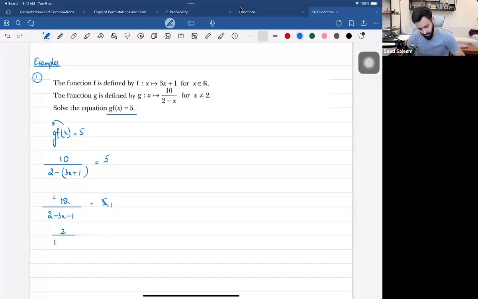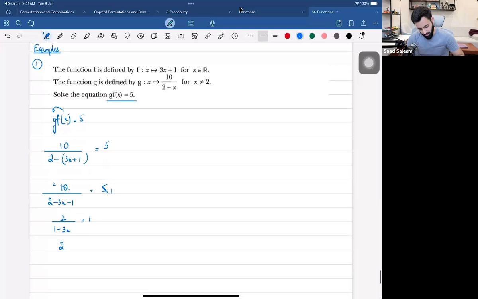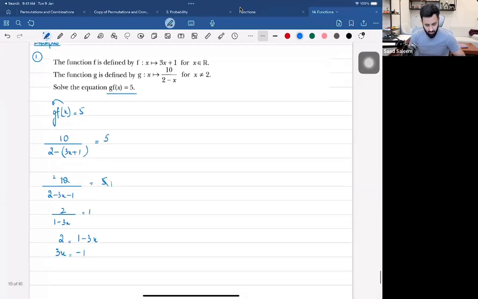So it's going to be 2 minus 1, which is 1, minus 3x, which is equal to 1. Now cross multiply. 2 is equals to 1 minus 3x. 3x is equals to 1 minus 2, which is minus 1. And that leads to the conclusion that x is equals to minus 1 upon 3. That's the answer.